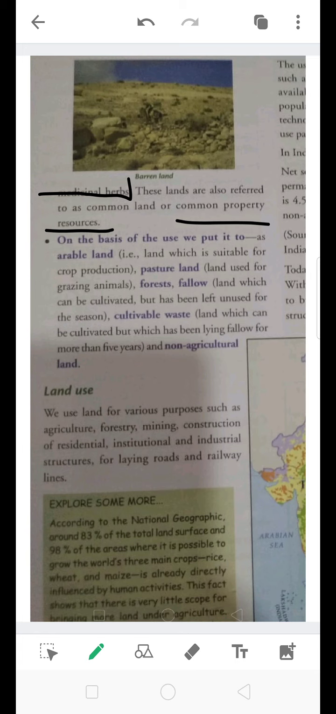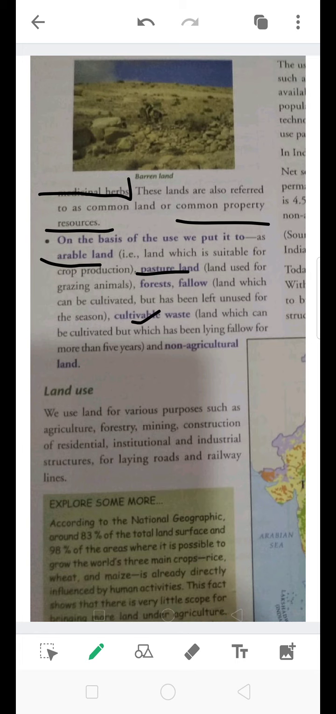The next basis is use, where we have arable land. Now what is arable land? The land which is suitable for crop production. If the fertility of the soil is good enough, that is arable land. You can grow crops in it. Then comes pasture land, that is used for animal grazing. Forest fallow: land which can be cultivated but has been left unused for the season. That means the land was actually fertile, the soil fertility was there, but it was left uncultivated.